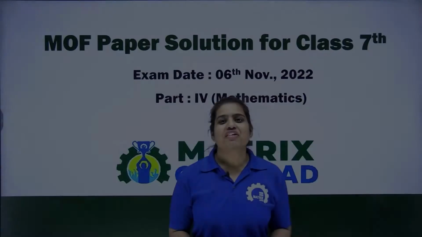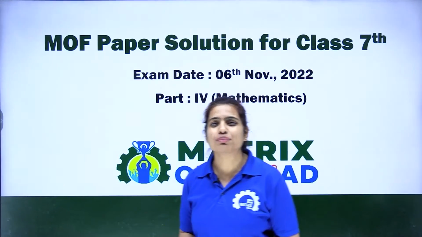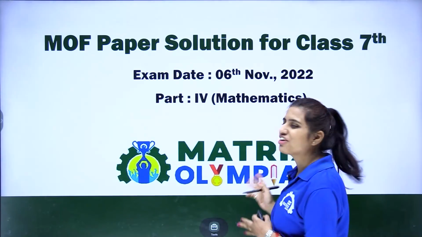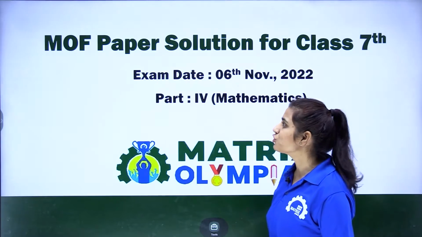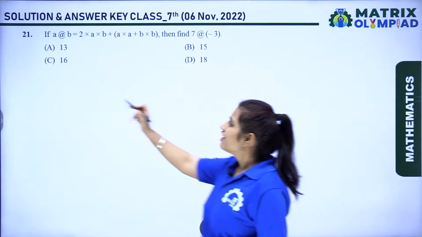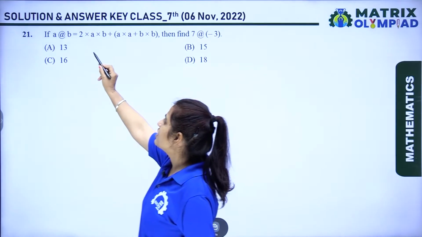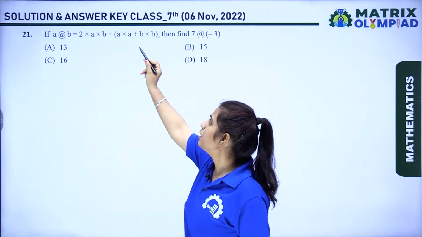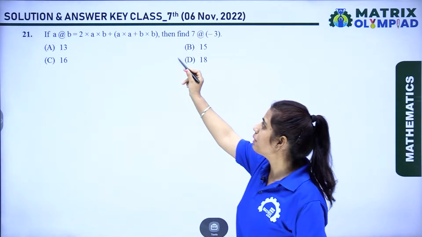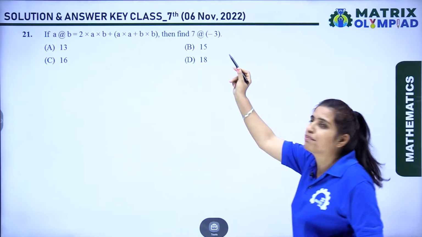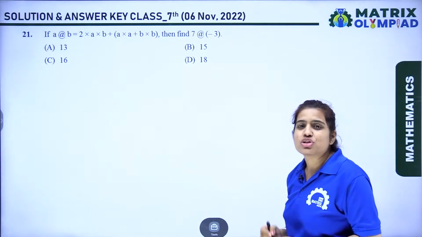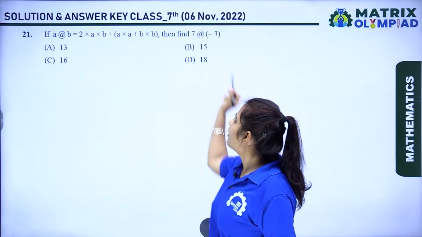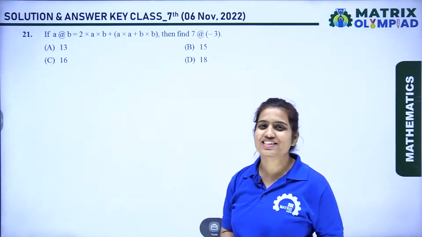Thank you. Hello everyone. Let's begin with the fourth part of this paper, that is of mathematics. And the first question is, if a @ b is equal to 2 multiplied by a multiplied by b plus a multiplied by a plus b multiplied by b, then find 7 @ -3. So here we have to find out the value of 7 @ -3.